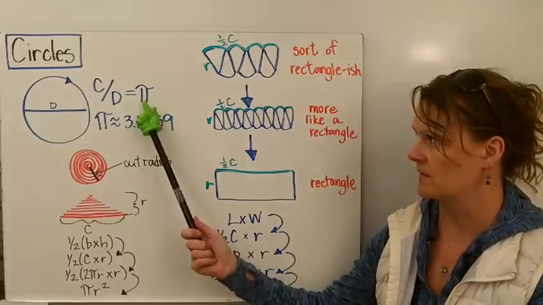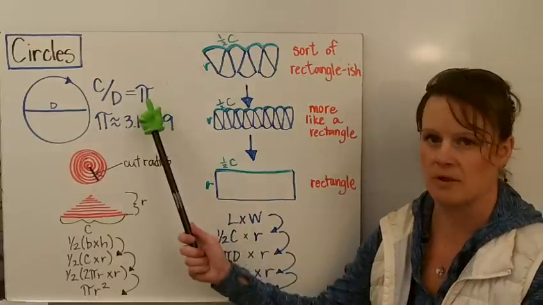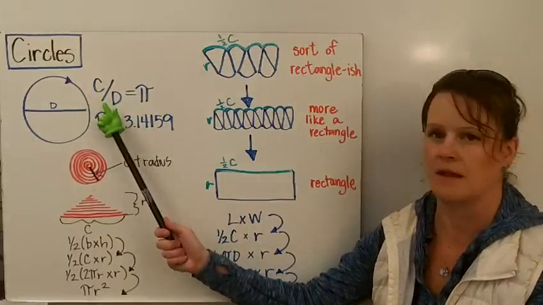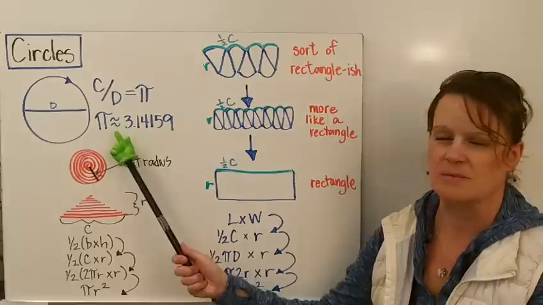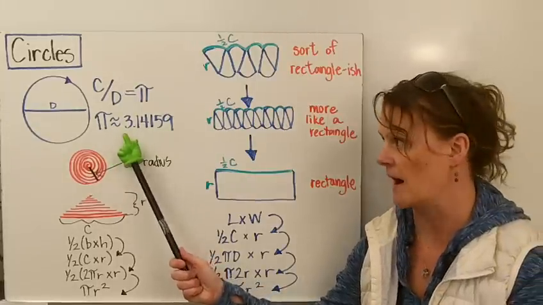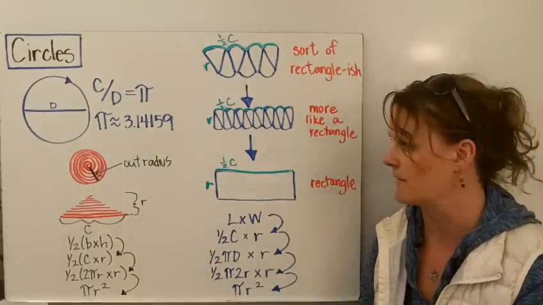Of course, this is a Greek symbol, pi, but pi is simply a ratio, and it's a ratio of the circumference and the diameter. So if you take the circumference of any circle and divide it by the diameter, you're going to find that it's pi, approximately 3.14159.